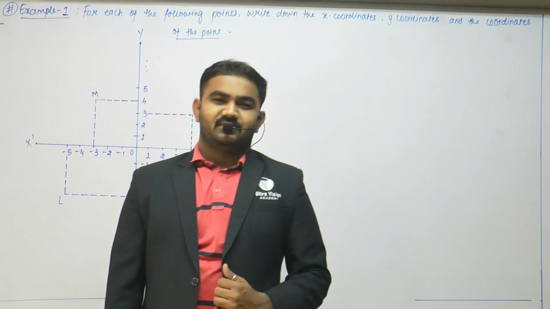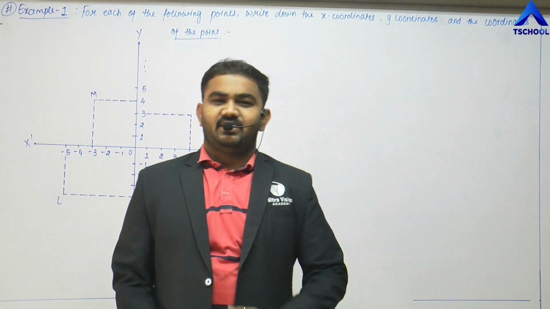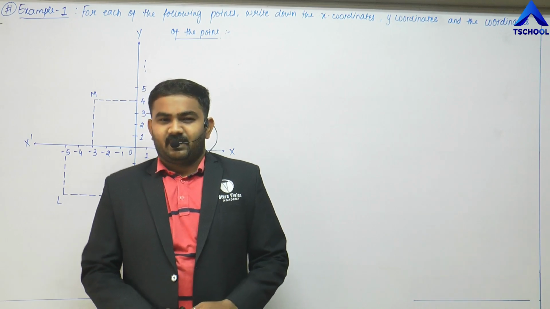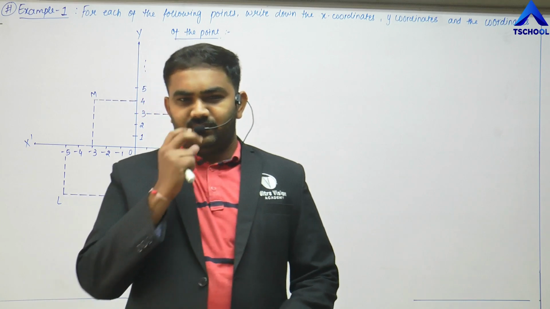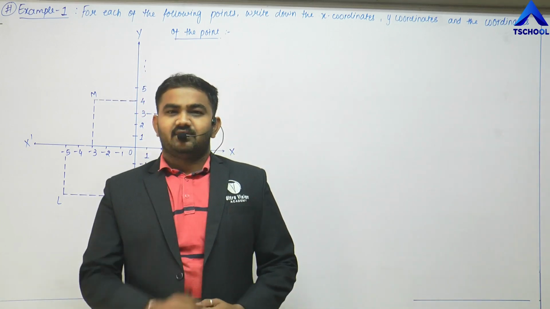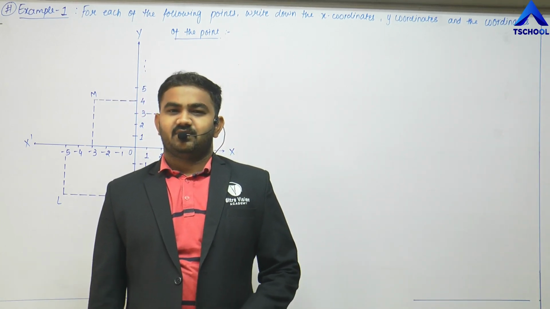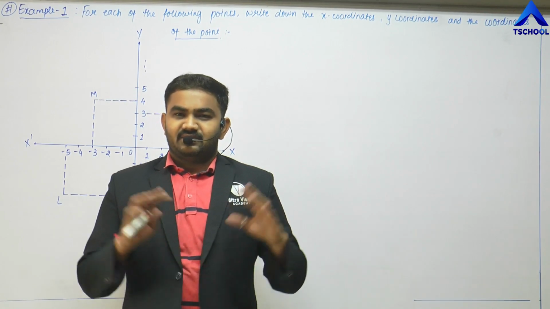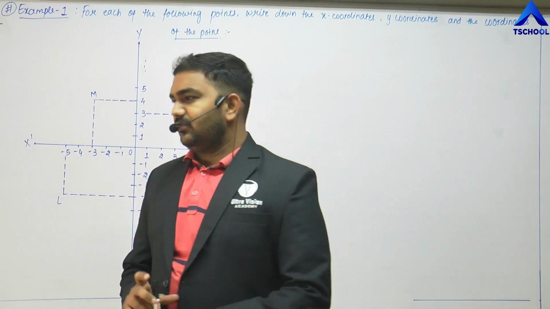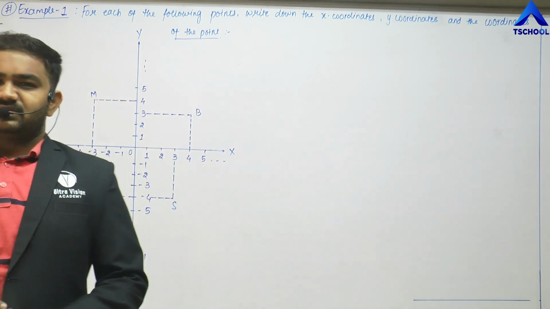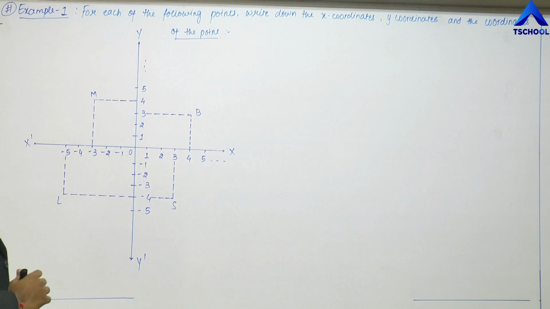Good morning, friends. In the previous lecture, we discussed the Cartesian plane. We also discussed the coordinates of the points on the plane, and how the Cartesian system is made up of number lines. In today's lecture, we are going to start with an example.